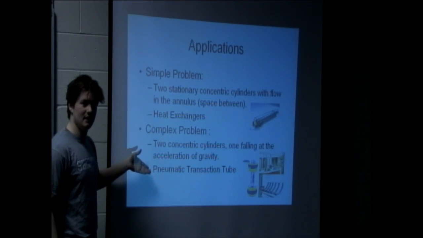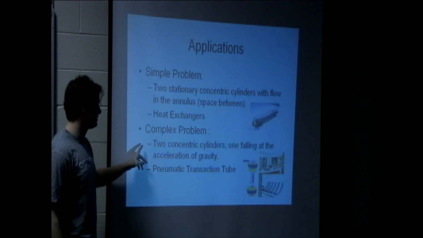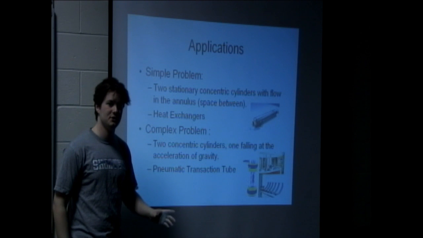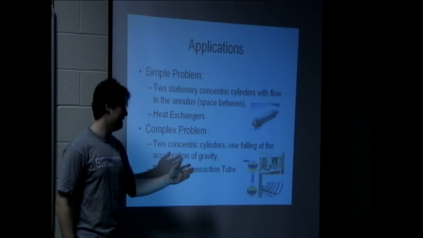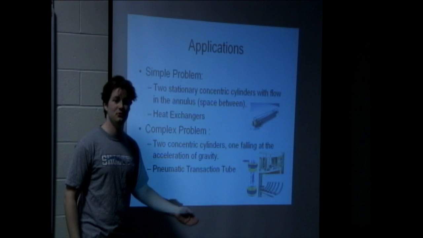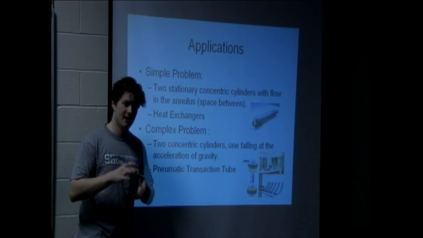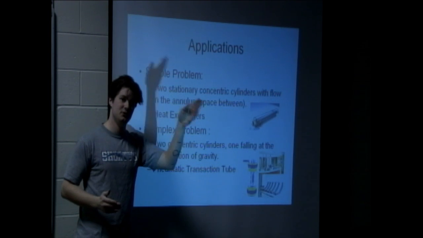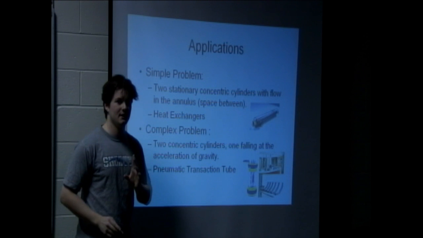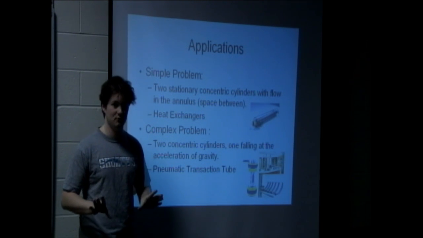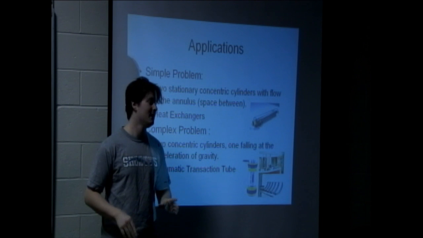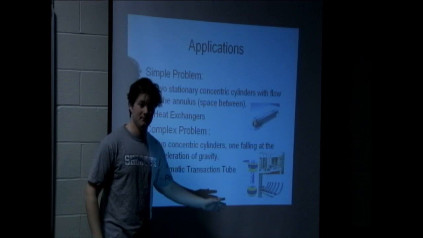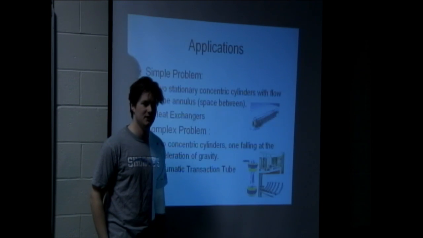For the more numerically complex problem, we have two concentric cylinders where only the inside one is moving, at an acceleration. A real-world example of that would be a pneumatic transaction tube you'd normally see at a bank, where you put an envelope in a small capsule, put it in the pneumatic tube, and it shoots up to the receiver. We're going to change that a little. Normally it's done with a vacuum. We're not going to have any pressure. And we're going to have the acceleration of gravity instead of the change.